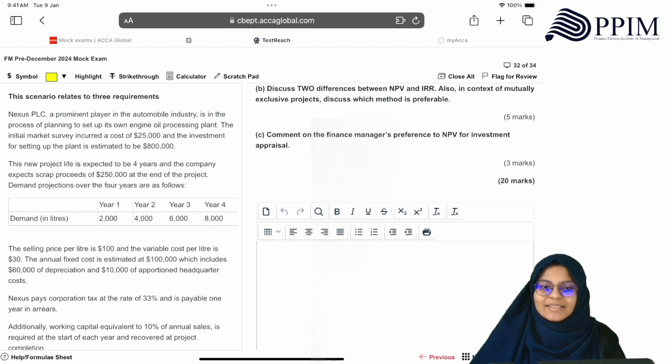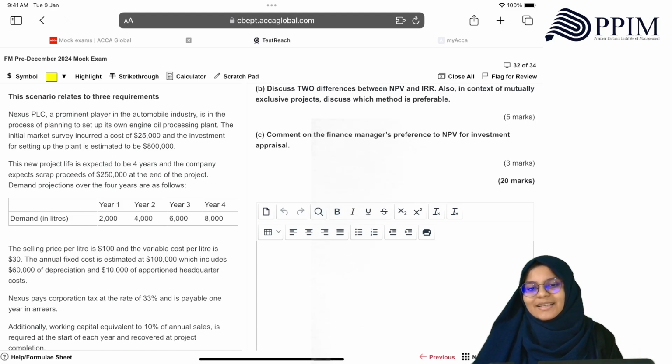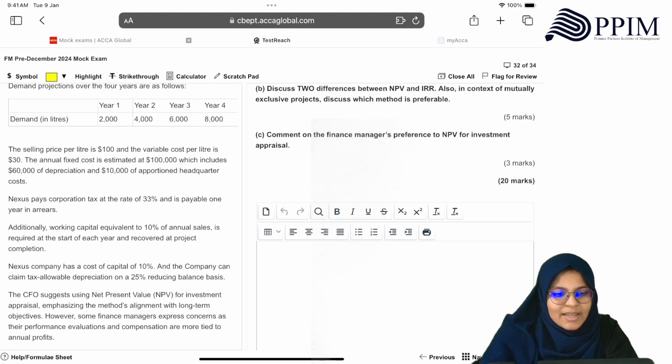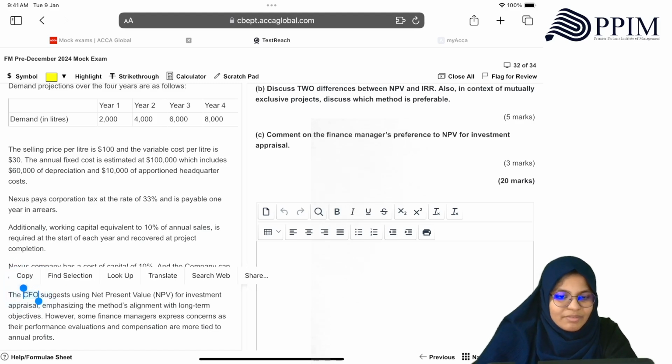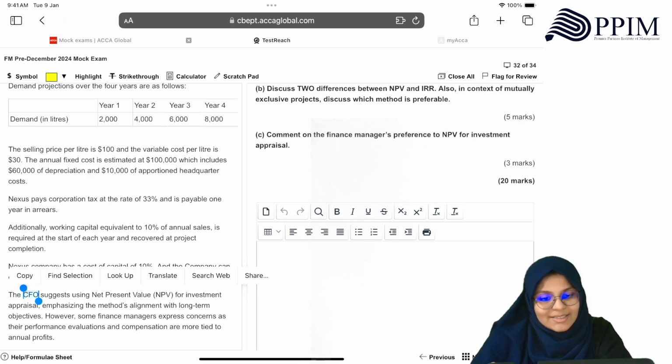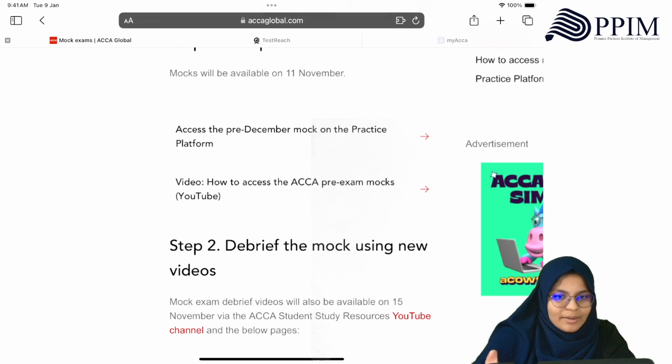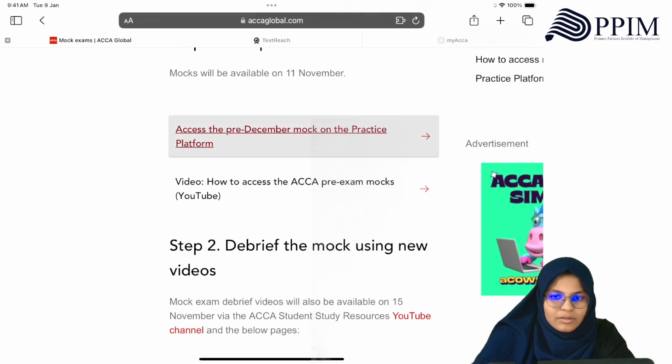Part C is saying comment on the financial manager's preference to NPV for investment appraisal. If you look at the last point, it says the CFO suggests using NPV for investment appraisal, emphasizing the method's alignment with long-term objectives. However, some finance managers express concerns as their performance evaluations and compensations are more tied to annual profits. So I'll show you the answer that they are expecting here.